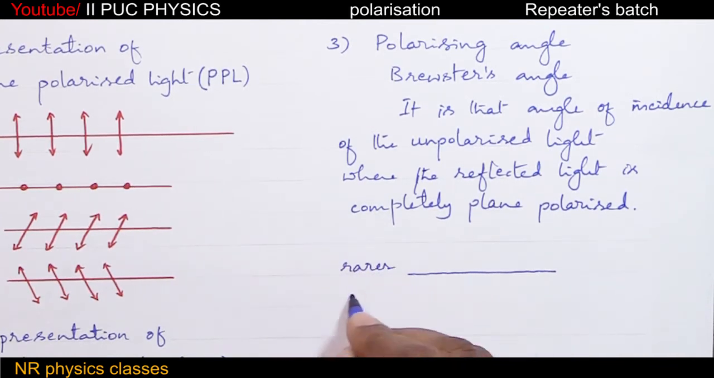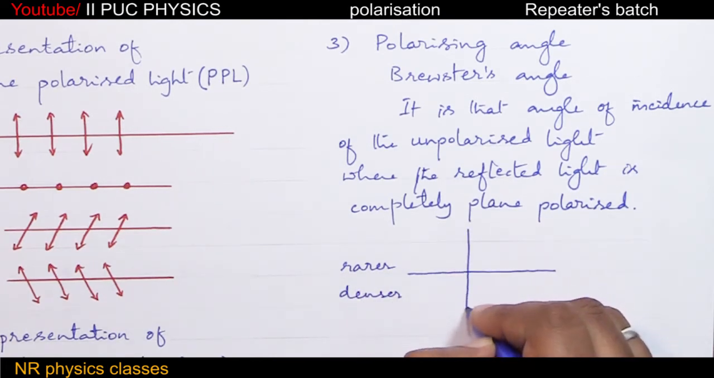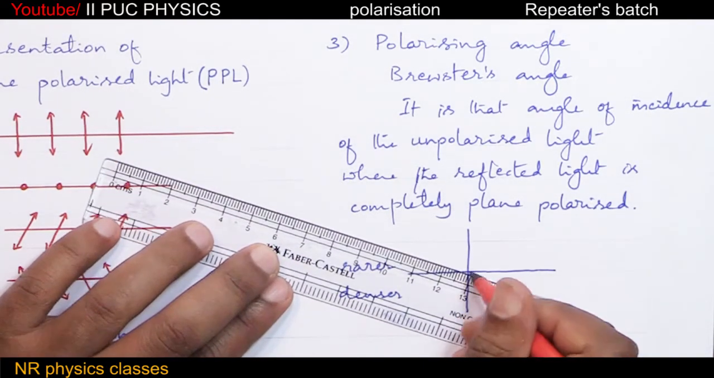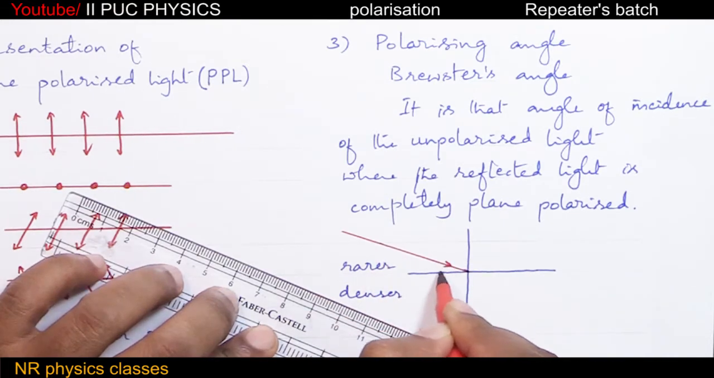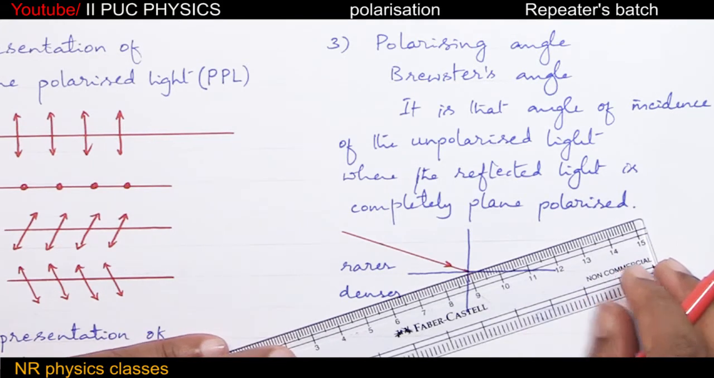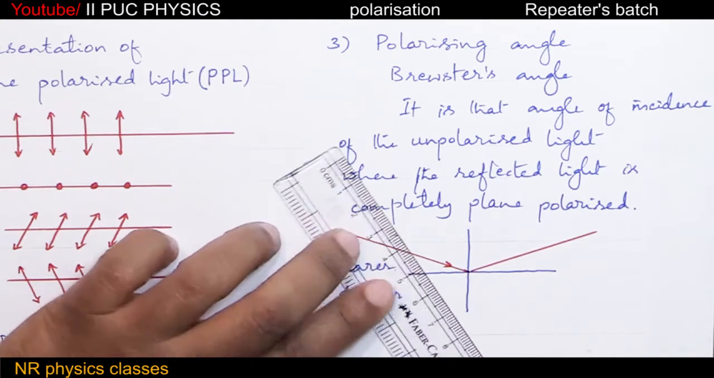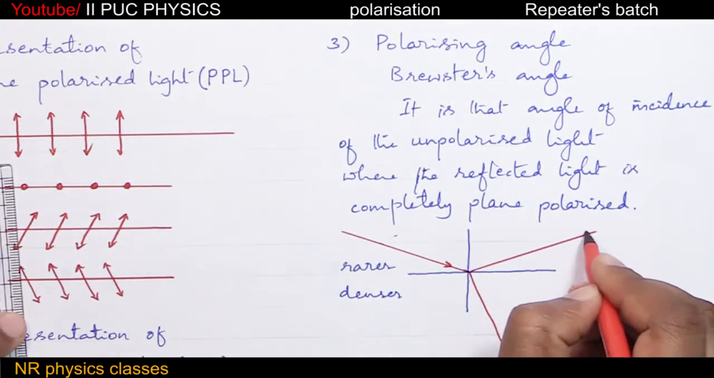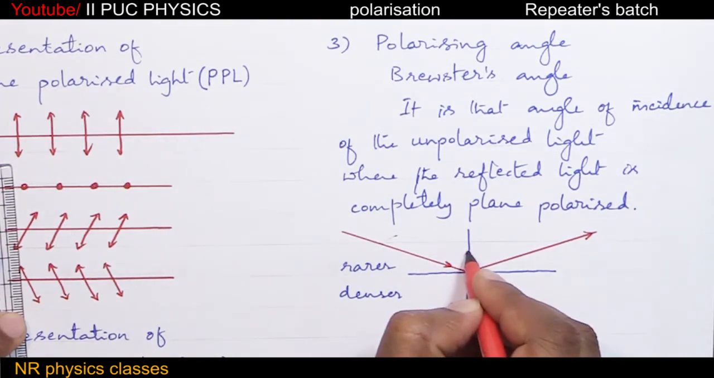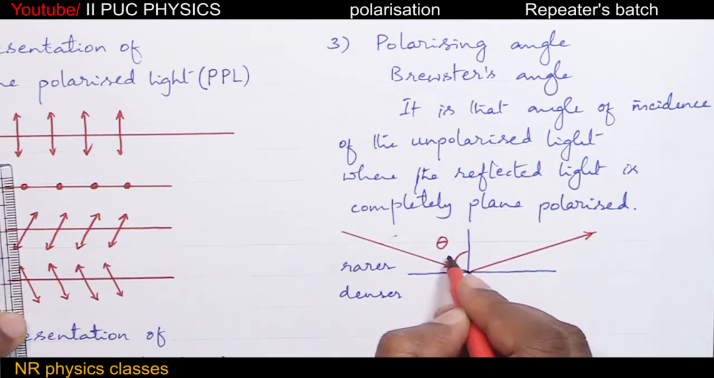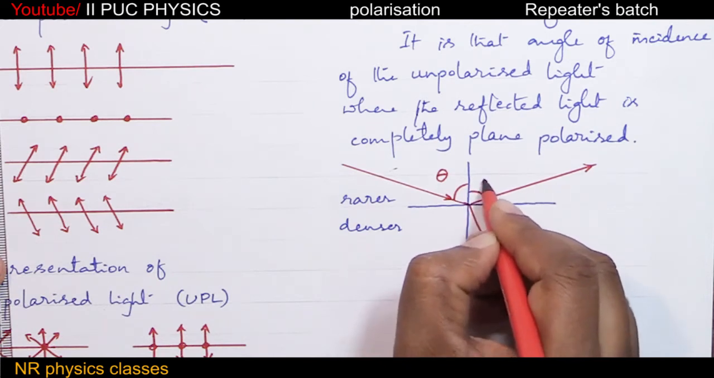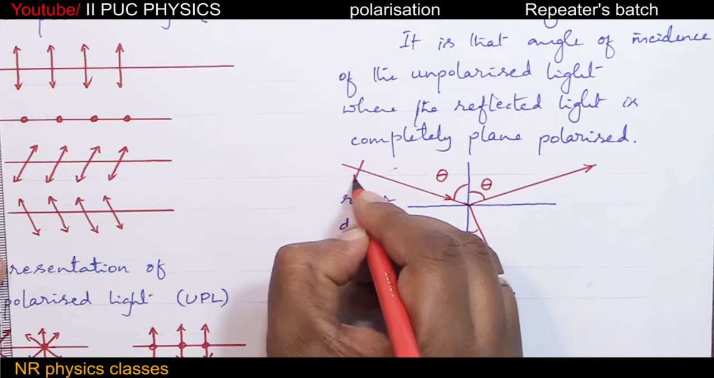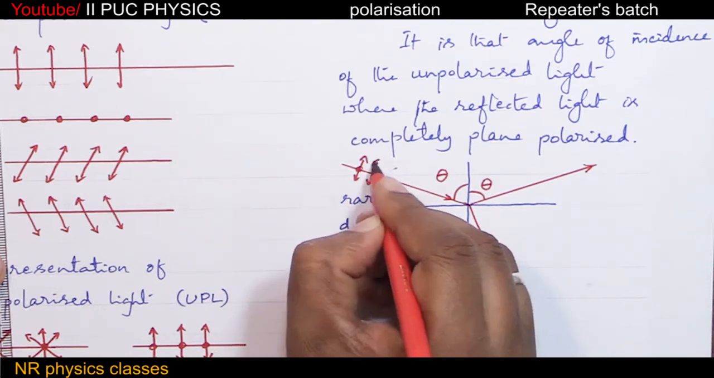This is a rarer medium, denser medium, normal drawn at the point of incidence. If this is incident unpolarized light, then there is a reflected component and a refracted component. Reflected ray, refracted ray. If this angle is Brewster's angle theta, then you know that angle of incidence is equal to angle of reflection. Therefore, this angle is also theta. This is R. This should be unpolarized light, so let me use this symbol. Students, observe arrow mark with a dot.